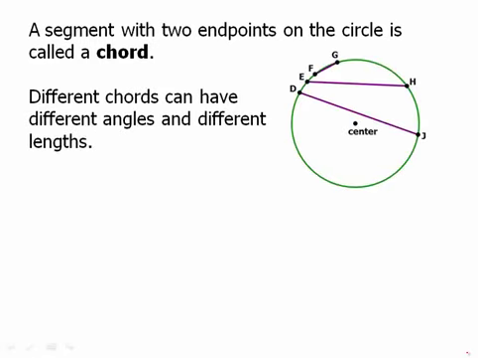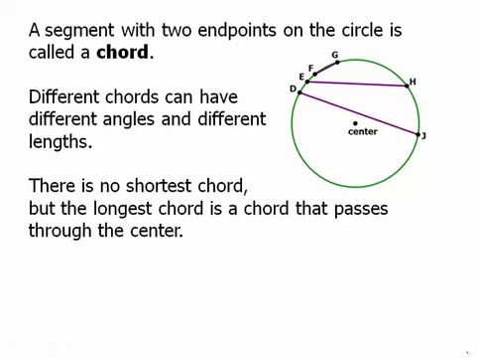Different chords can have different angles and different lengths, so FG is a relatively short chord, EH is longer, and DJ, that goes almost all the way across the circle, is a much longer chord. There is no shortest chord. The chords can be anything down to 0, but the longest chord is a chord that passes through the center.